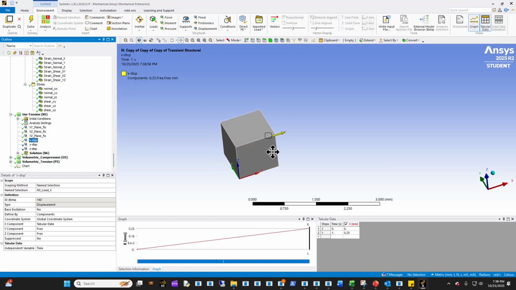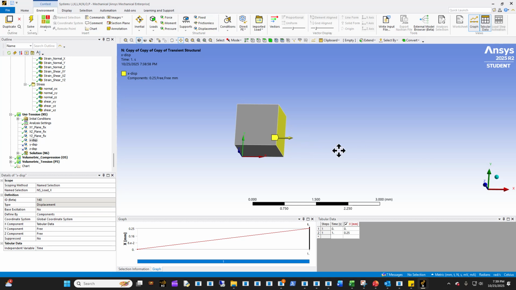And then what you also have is a face that's applied in tension only, right? So when you apply a displacement on that surface, you're basically moving all four nodes on that surface, okay? In that direction, in the x direction by 0.25, is what's happening.